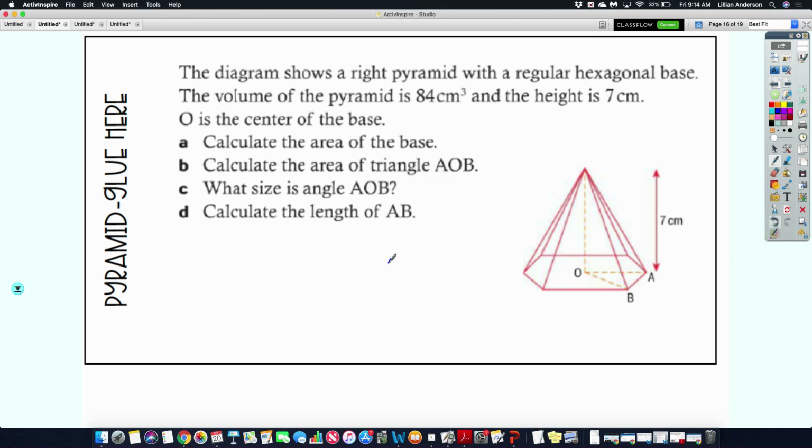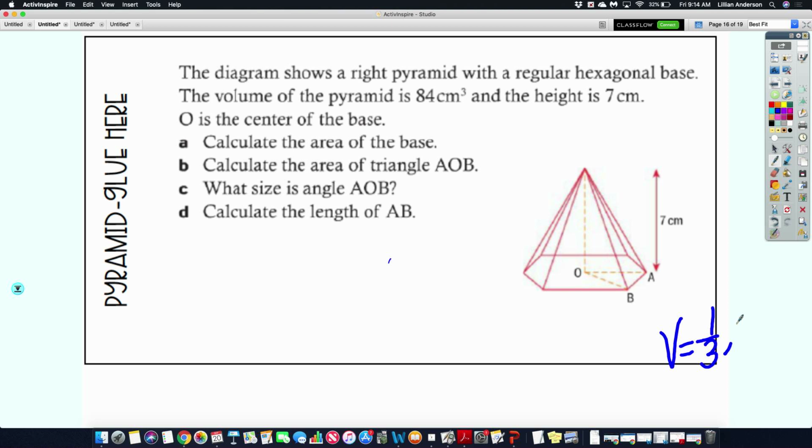Pyramid, you guys said the volume formula was in the reference booklet, right? Pyramid, what is it? Area of the base? Do they use A or B in that formula?